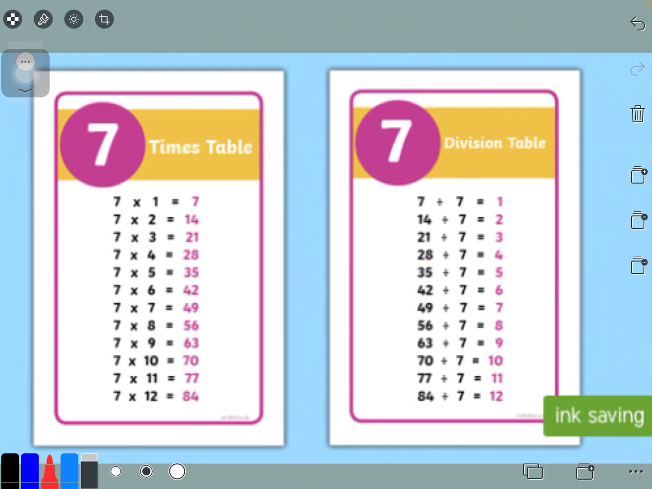Or if I ask you, what's 63 divided by 7? You're going to sing the song with your fingers. 7, 14, 21, 28, and 35, 42 and 49, 56 and 63. Oh, I've got 9 fingers. 63 divided by 7 is 9. So we know how to do this. Just make sure you have this memorized by Thursday.